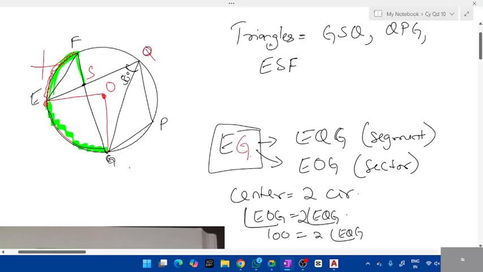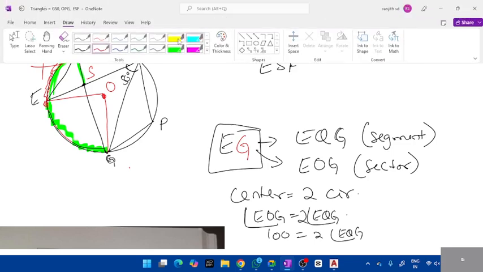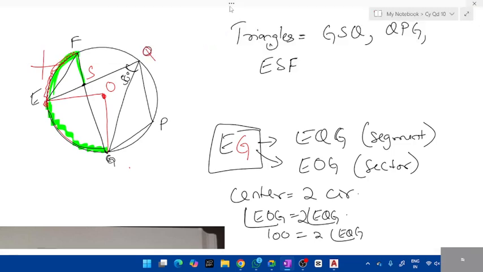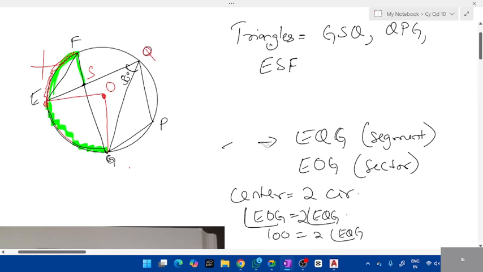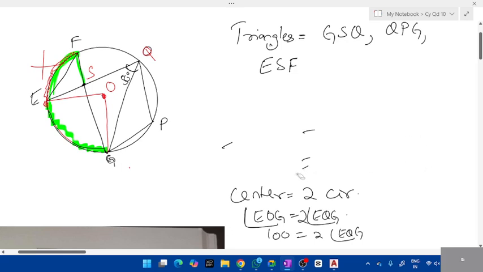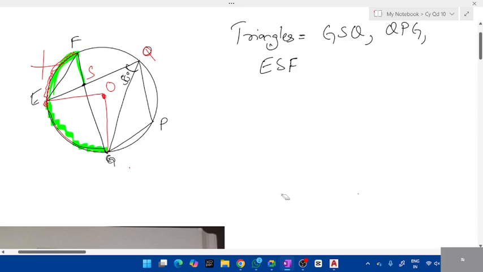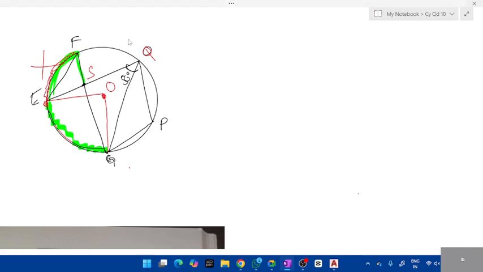Any other triangle on arc EG? No, right? There's no triangle. We had only two triangles. Even in those two triangles, you have to check whether it is a segment or sector. If it is segment and sector, apply the first theorem. Center is equal to twice the circumference. Okay, now that is done in the anti-clockwise direction.